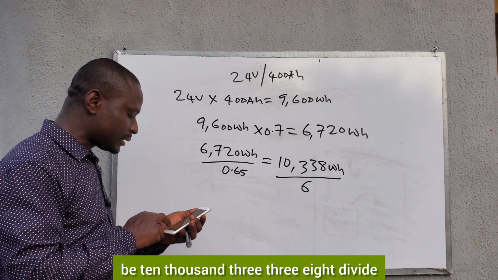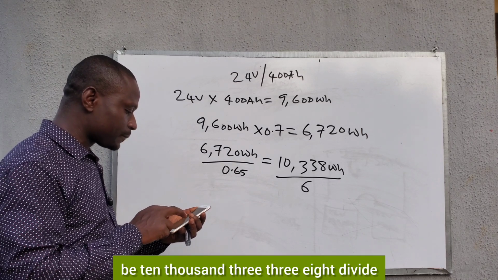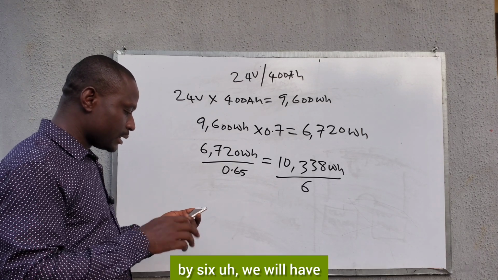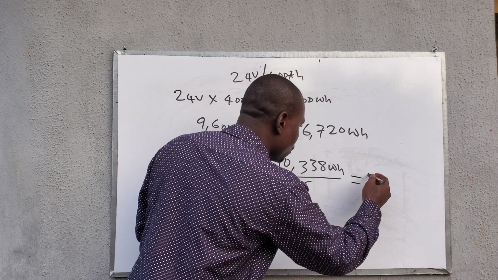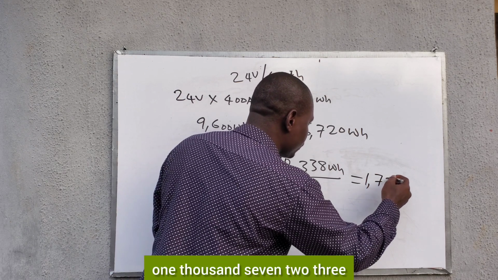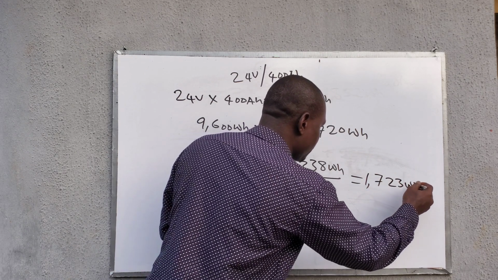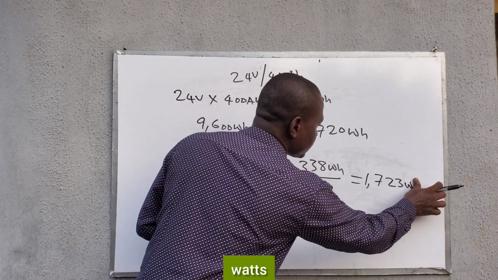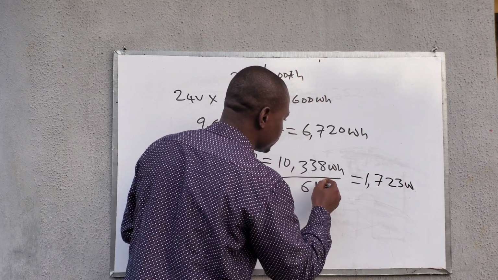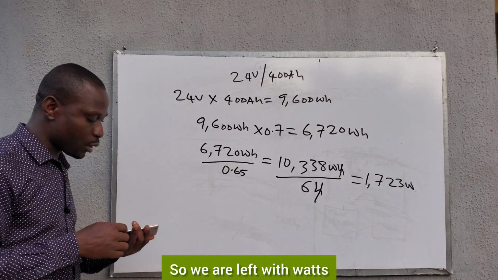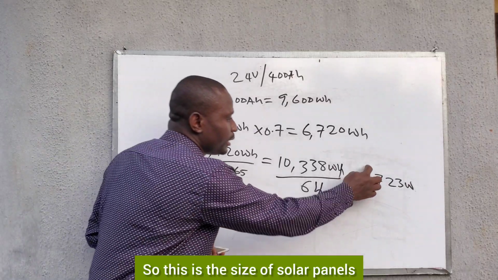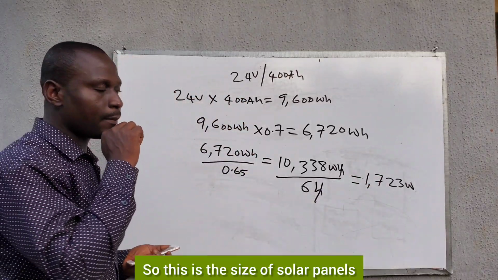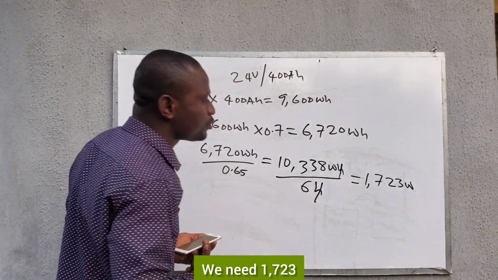So 10,338 divided by 6 gives us 1,723 watts. The hours will cancel, so we are left with watts. So this is the size of solar panels we need, 1,723 watts.